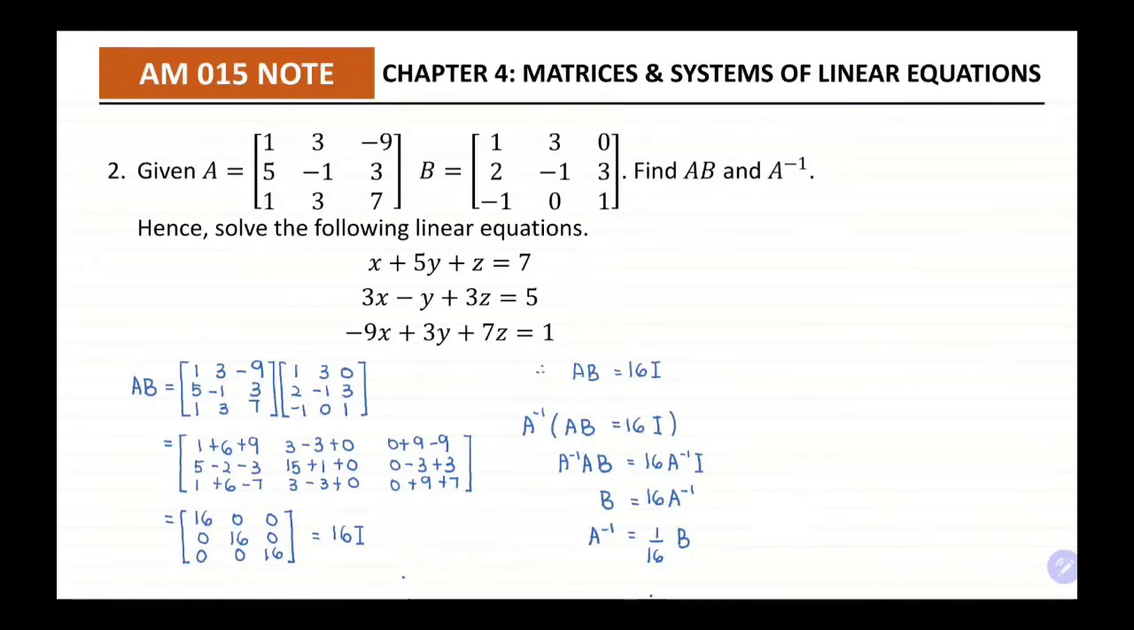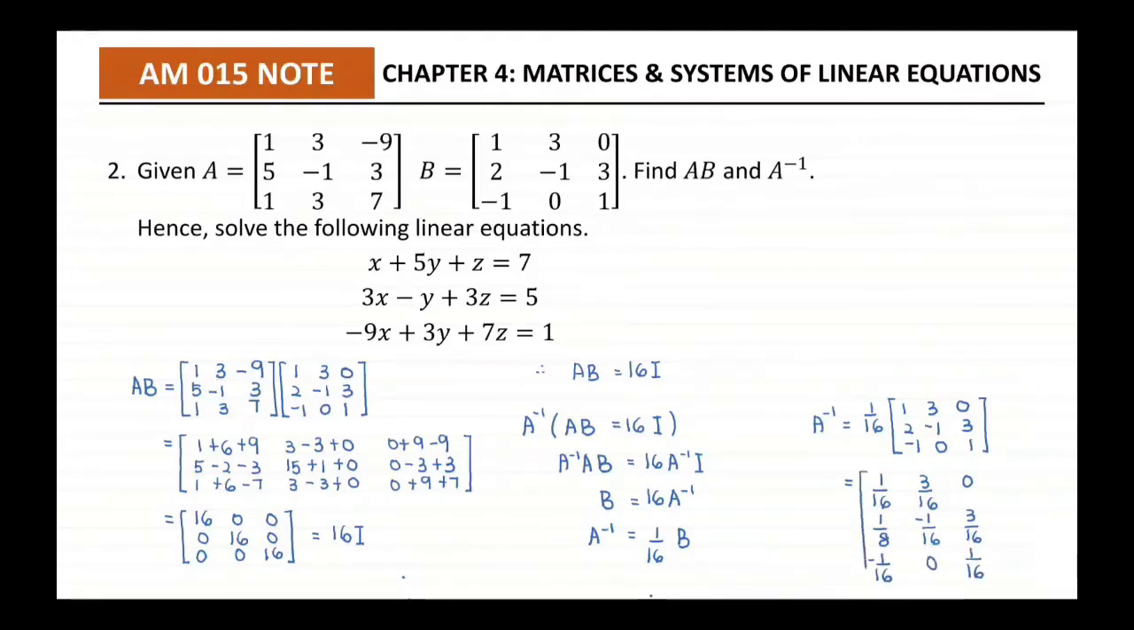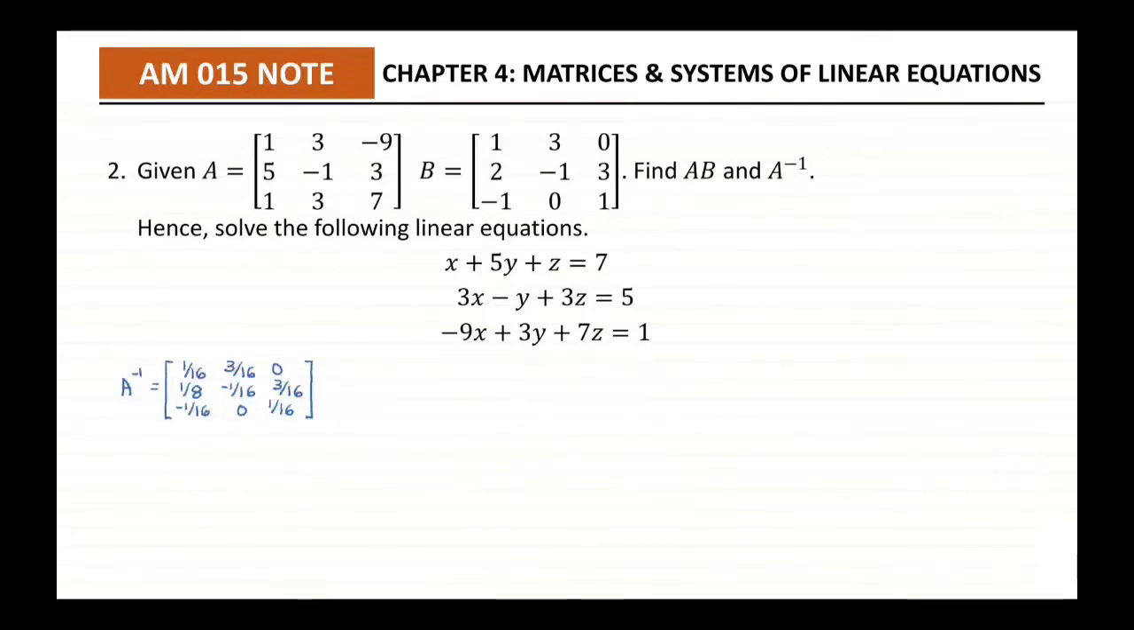Then we substitute matrix B. Matrix B is 1, 3, 0, 2, negative 1, 3, negative 1, 0, 1. Then we expand, we get 1 over 16, 3 over 16, 0, 1 over 8, negative 1 over 16, 3 over 16, and negative 1 over 16, 0, 1 over 16. So this one answer for A inverse. Okay, next. Hence, solve the following linear equation.